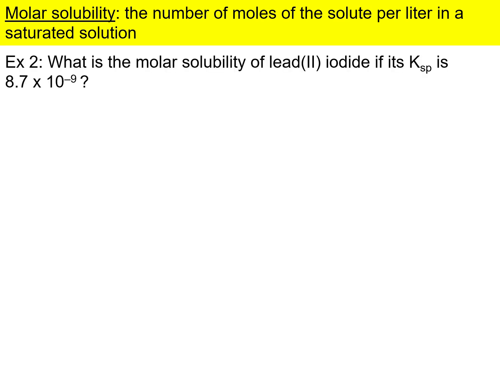So just going straight into the math, what is the molar solubility of lead-2 iodide if its Ksp is 8.7 times 10 to the minus 9? First thing you want to do is set up the equilibrium expression. Remember, if it says Ksp, that means that we have a solid in equilibrium with its ions.